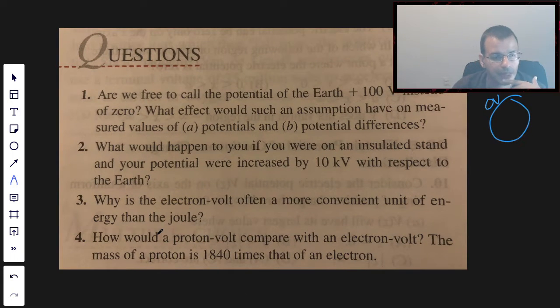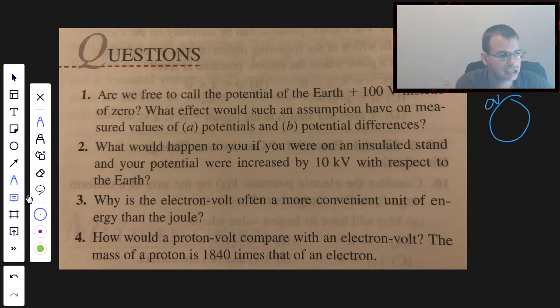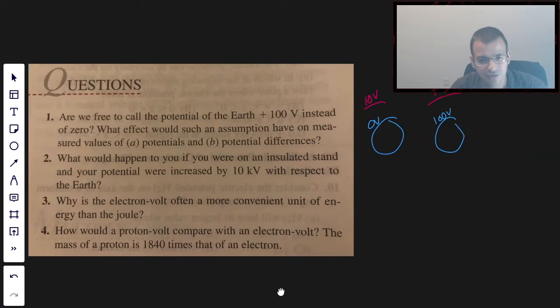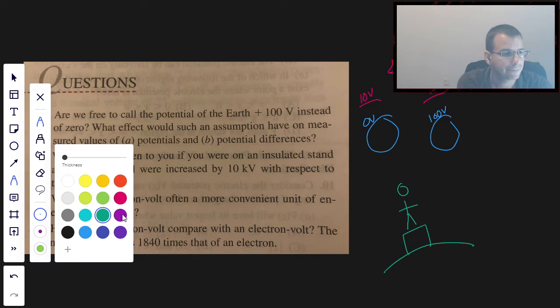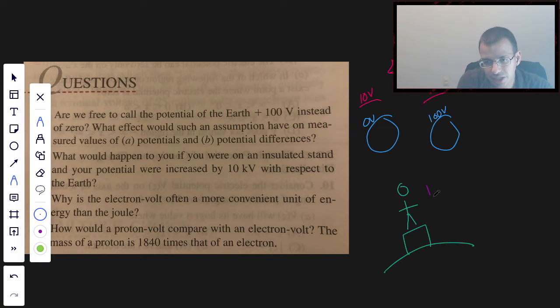So that's part one. Part two, what would happen if you were on an insulated stand and your potential were increased by 10,000 volts with respect to Earth? So Earth, stand, you. This would be 10,000 volts.